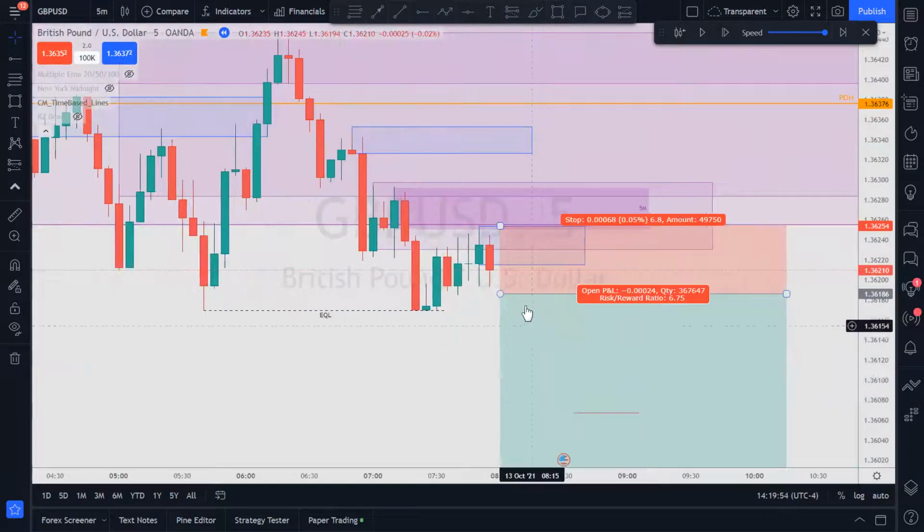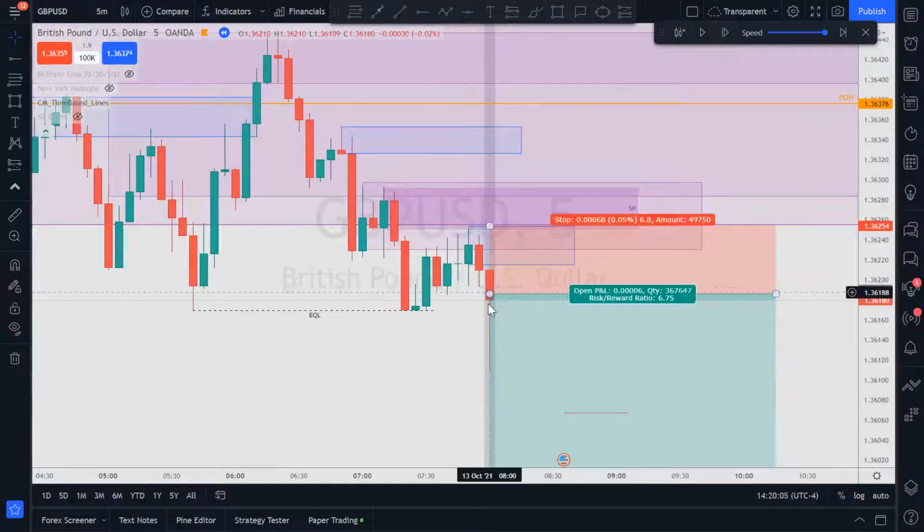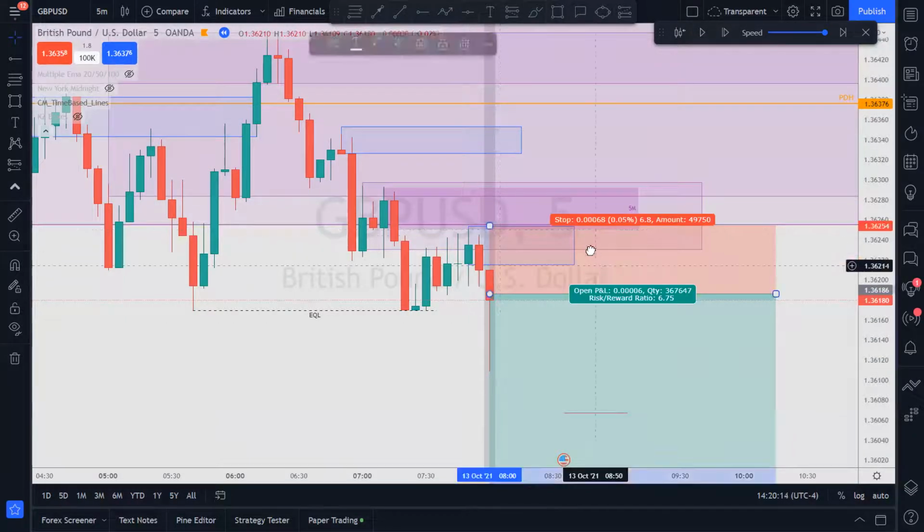Well, I came in late. Here's my entry here. And as you can see, if we advance the candle, this was the one that was going to get you paid. Boom, right? The entry was here. The proper entry was up there.